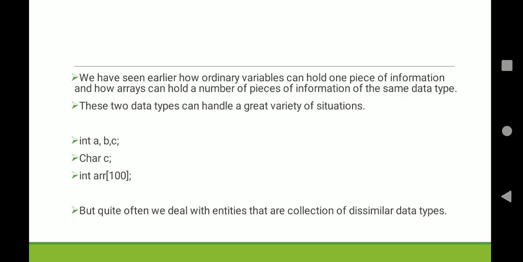So these are some examples of variables: int a, b, c, char c, int ar[100], that is an array of 100 elements. So these are the ordinary variables that we have been using till now. If we have to store details about some real world entity, these kinds of data types may not be enough. In such situations, a structured data type can help us.